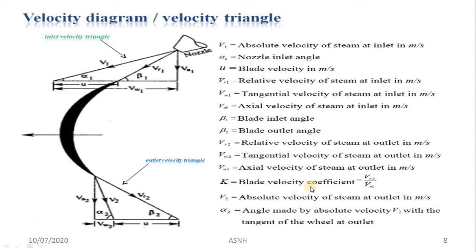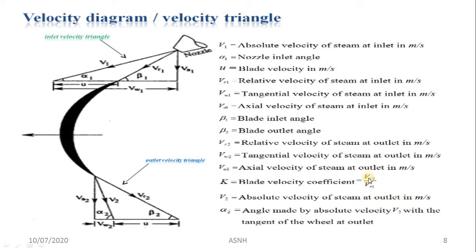K is the blade velocity coefficient. Whatever the steam entering at the inlet condition, the same steam does not come out, so there is always some friction. If you want to neglect that friction, we never consider the effect of K. But if you want to consider the effect of friction, you must consider the effect of K. V2 is the absolute velocity of the steam at outlet in meters per second.